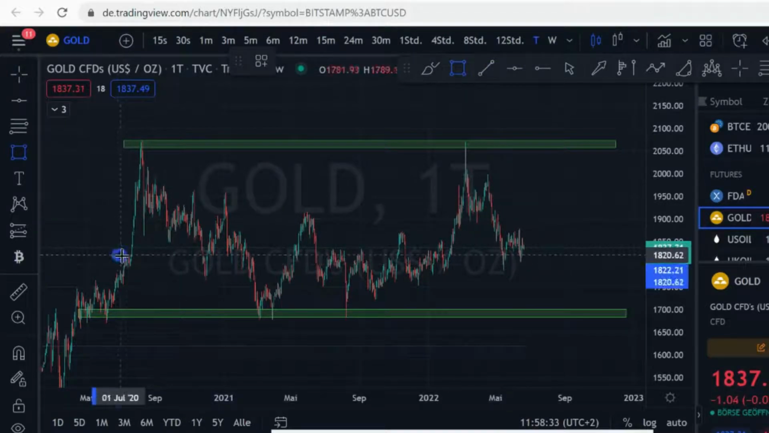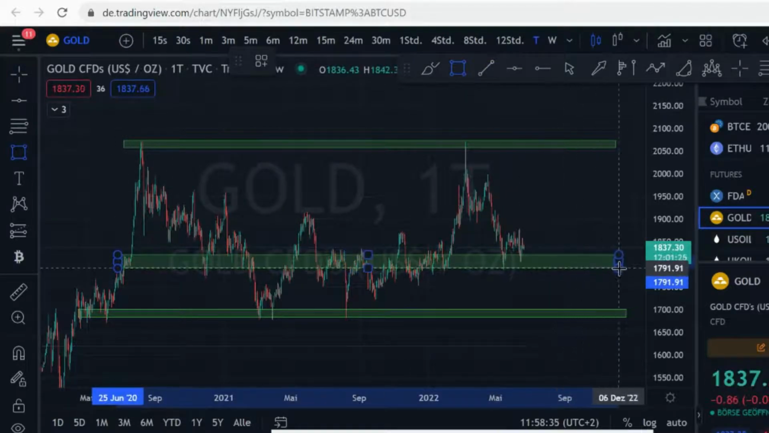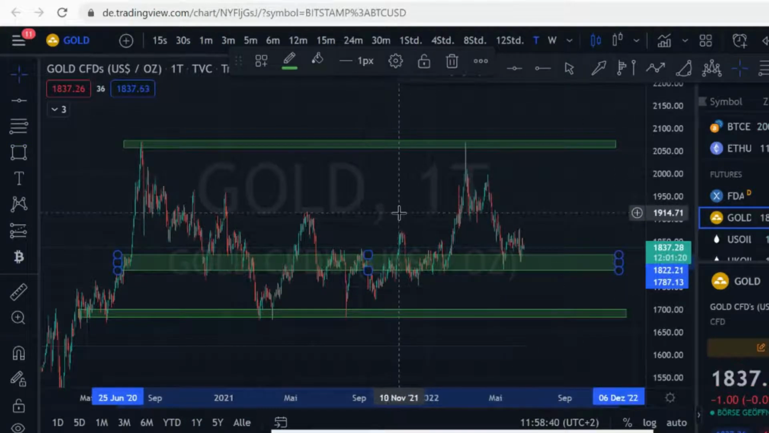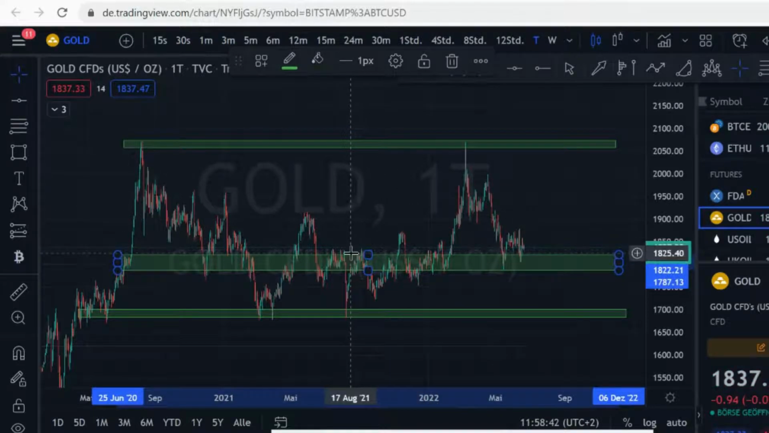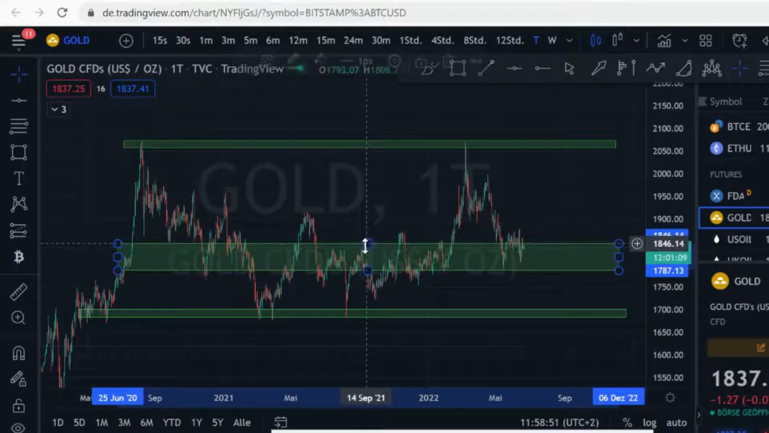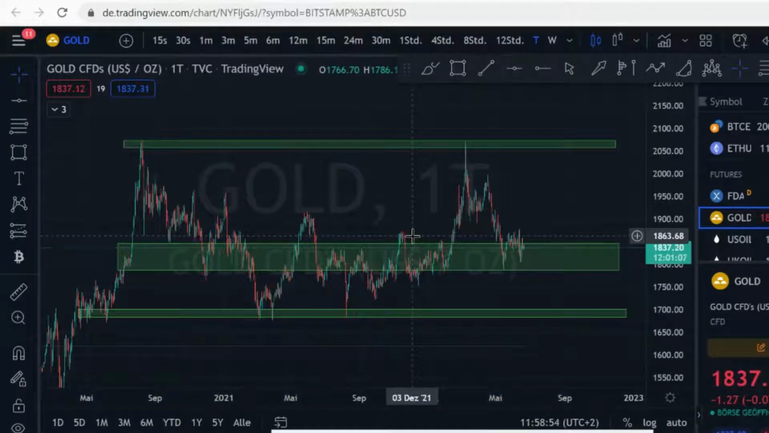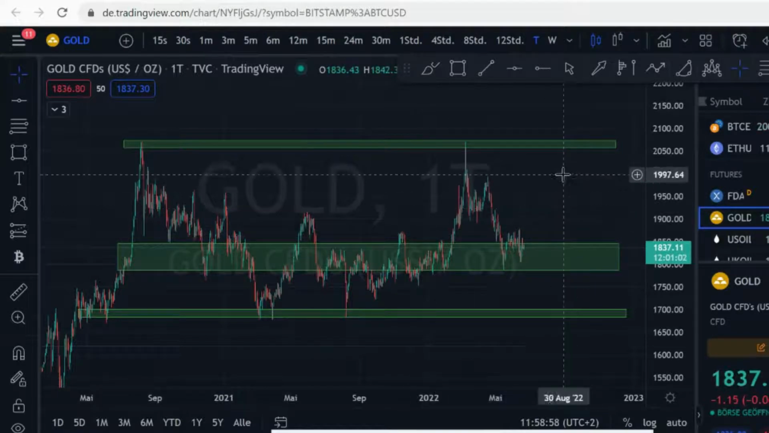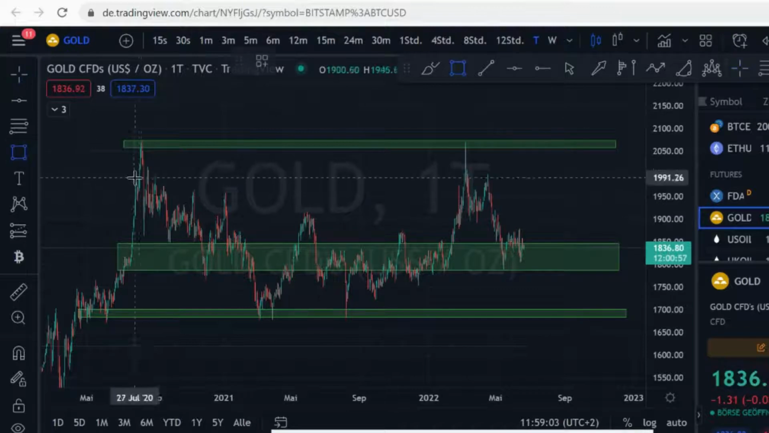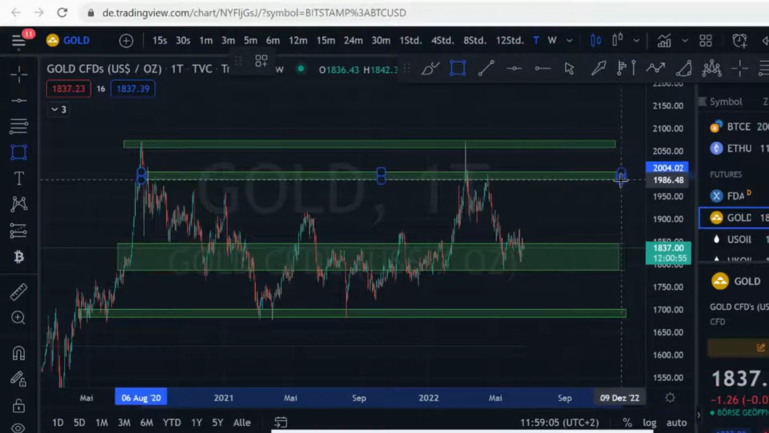And another one here in the middle range. So actually, here it found support, here resistance, yeah, well, like this. So that should give you right now a good overview on how to draw support and resistance lines.